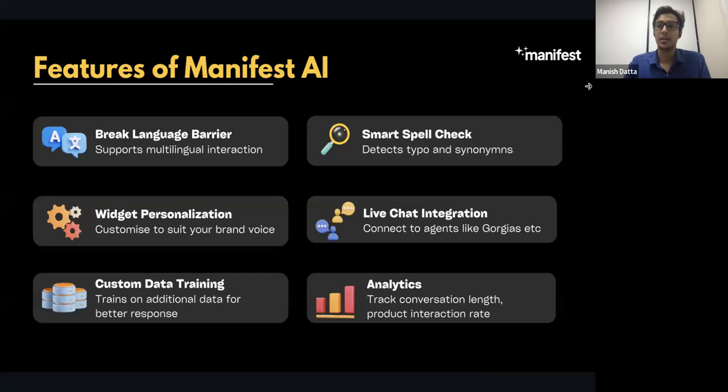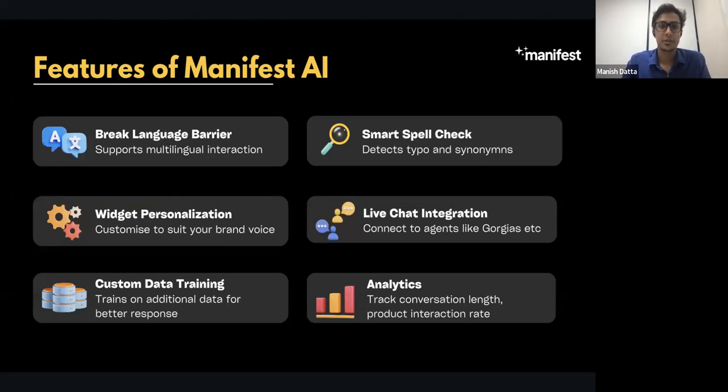So just to sum it up, these are the most salient and key features of Manifest. Again, like we've seen, breaking the language barrier takes zero effort with an AI assistant. It entirely understands the intent as well as what your customers are actually looking for. Now, this can have any typographical mistakes, any tonality of language. The AI assistant can understand what your customers are looking for and then respond in the best way possible.